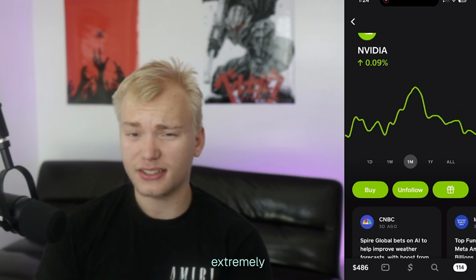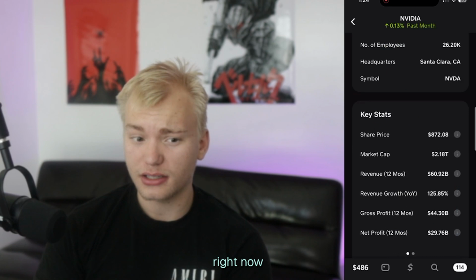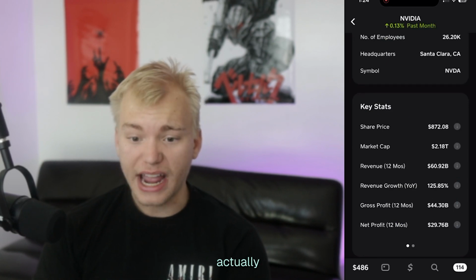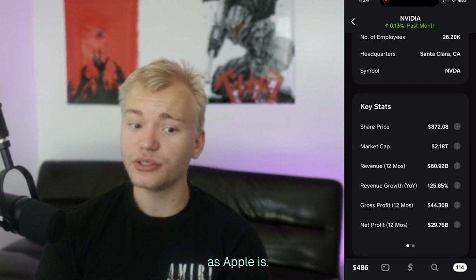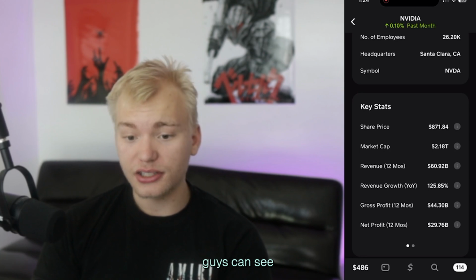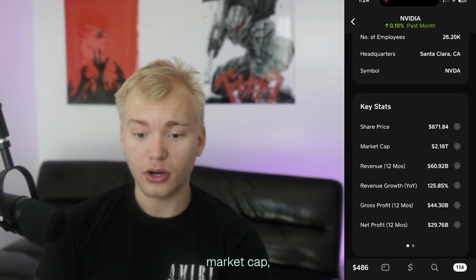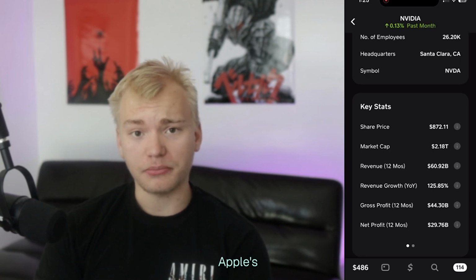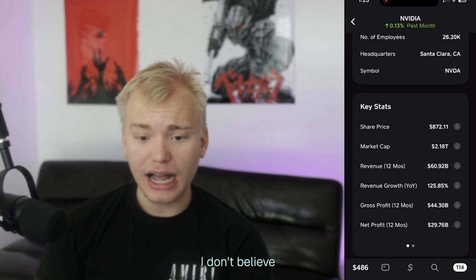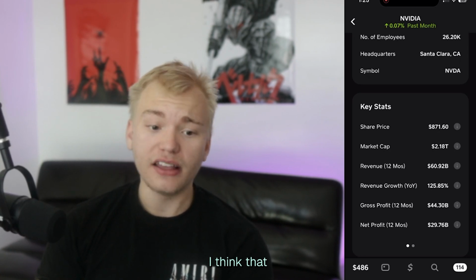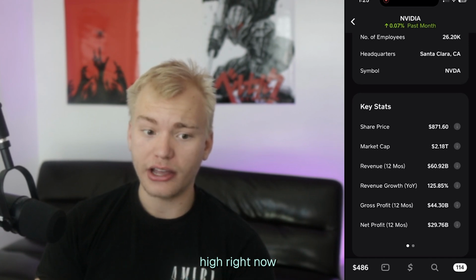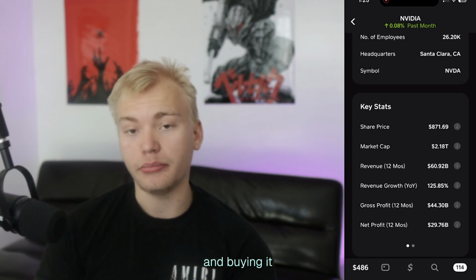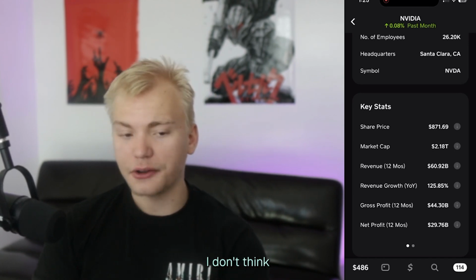I think Nvidia is extremely overpriced for what it is right now, because they're actually getting about the same sales as Apple is. As you can see right here, they have about a 2 billion market cap, but their share price is almost 900 compared to Apple's 180. So I don't believe that this is going to hold up. I think this stock is only really high right now because of speculative investors coming in and buying it because of the AI craze. I don't think this is the place to be.